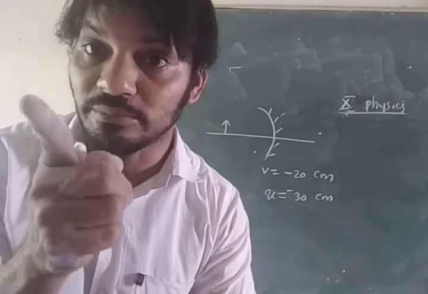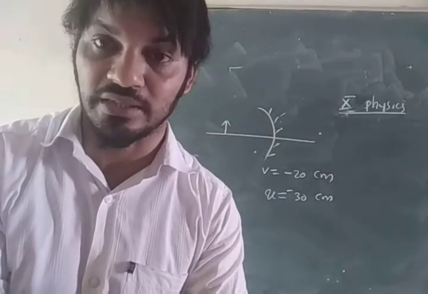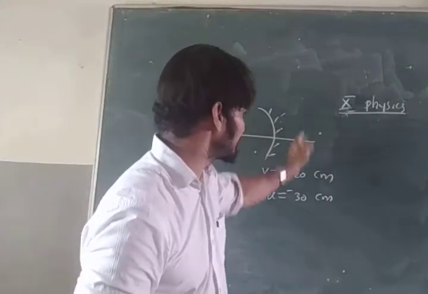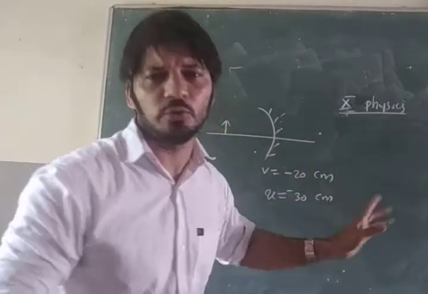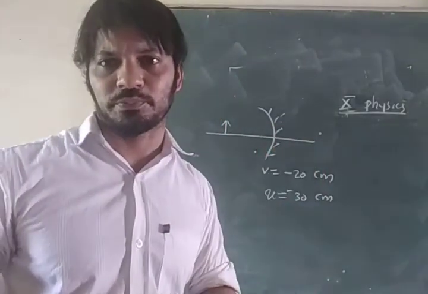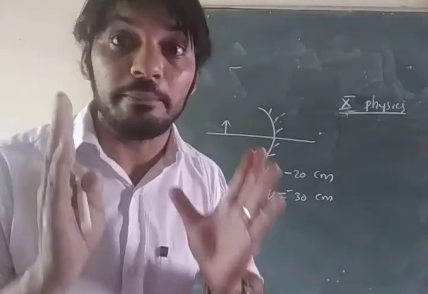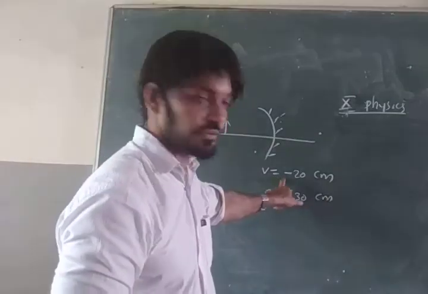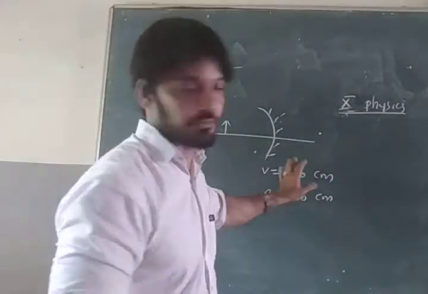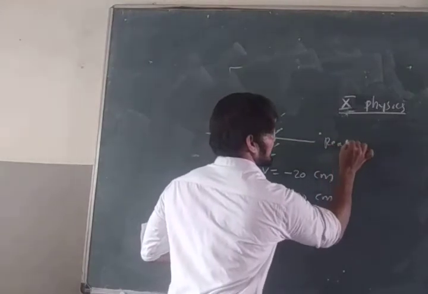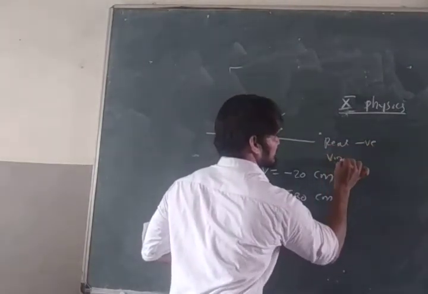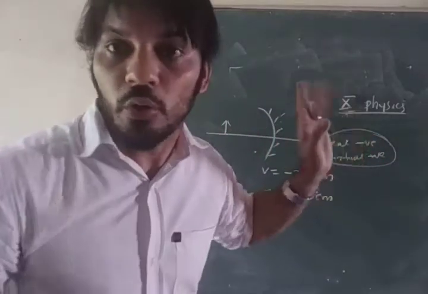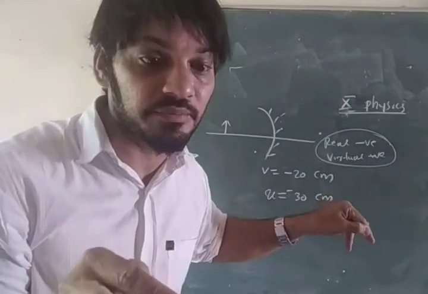Understood? Which mirror is told? A concave mirror is told. It is not told whether the image is in front or at the back of the mirror. At the back of the mirror, V is positive. If the image is erect and virtual, V is positive. If the image is real, V is negative. Virtual means positive, but both are not told in this question.